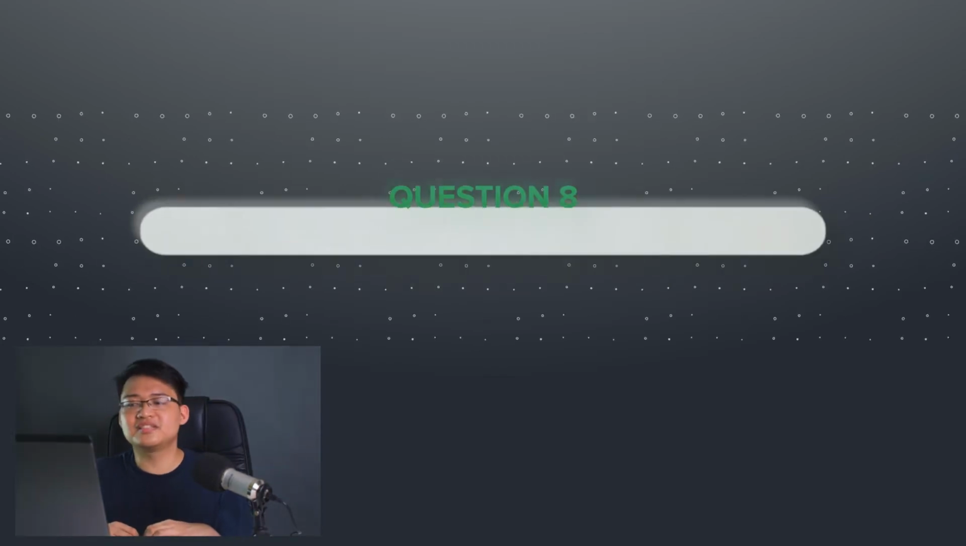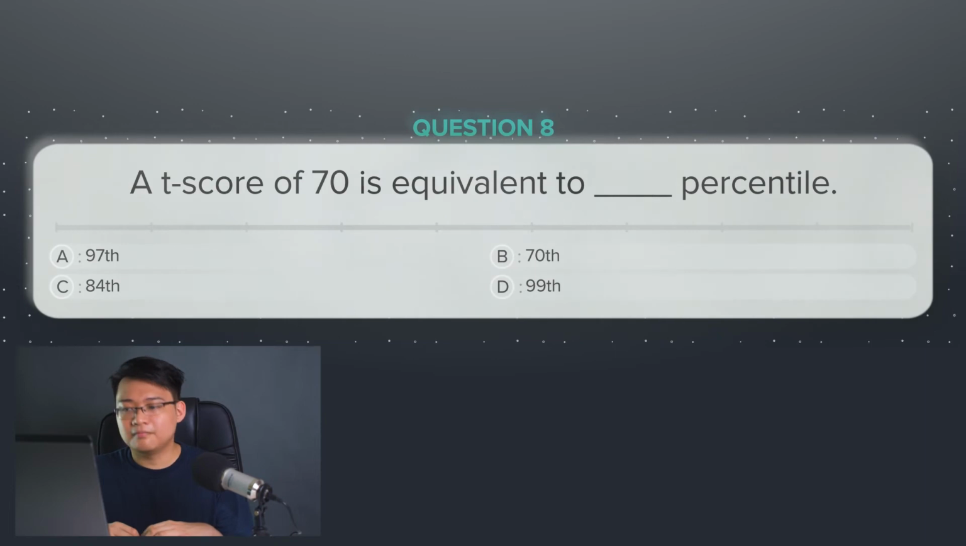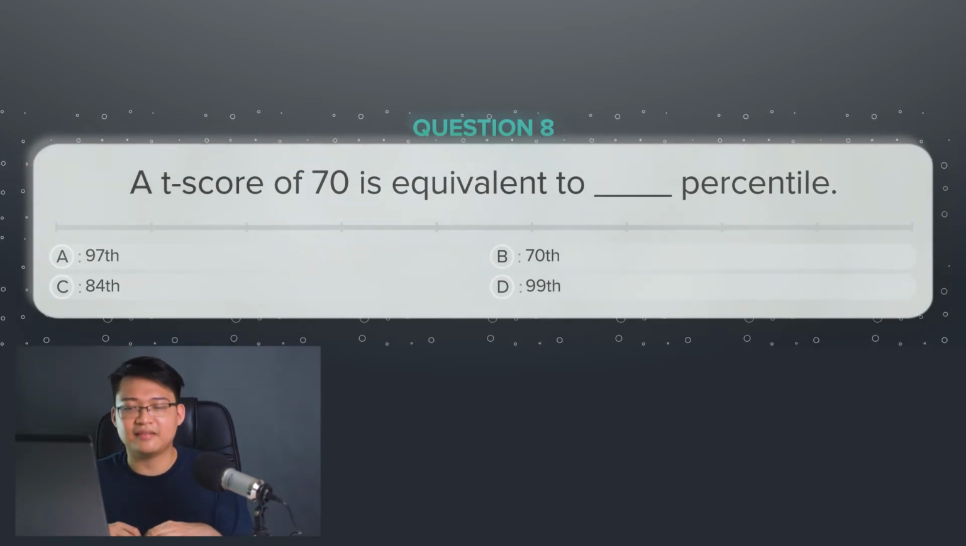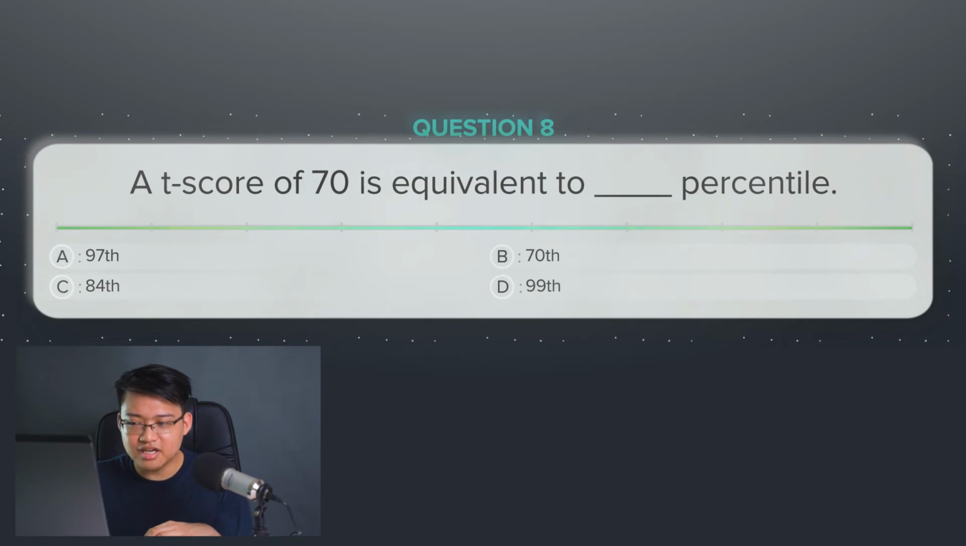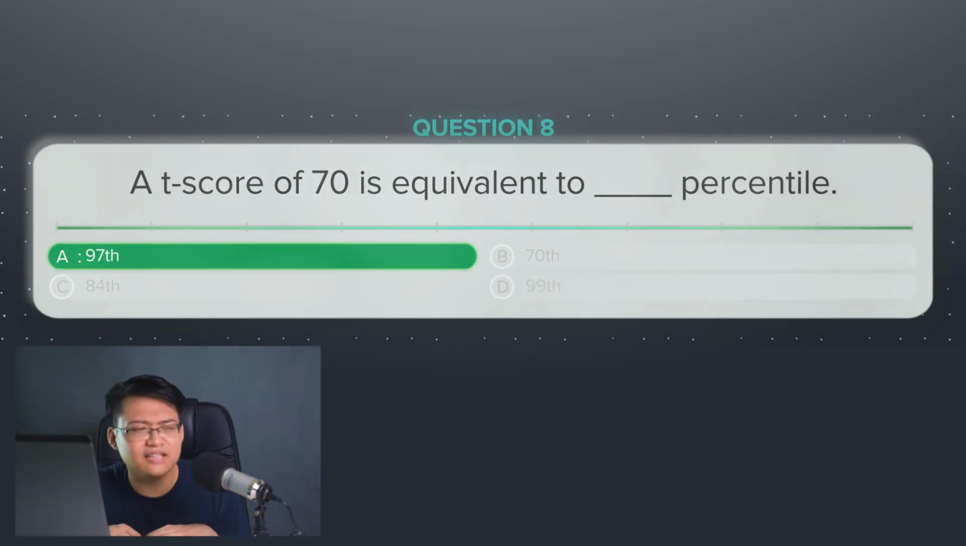A T-score of 70 is equal to blank percentile. A. 97th, B. 70th, C. 84th, or D. 99th. The correct answer is letter A, 97th. So how do we calculate for this, no?